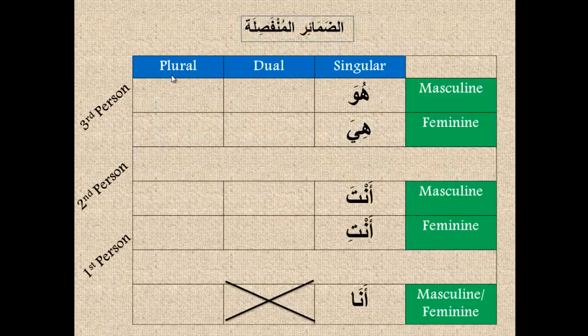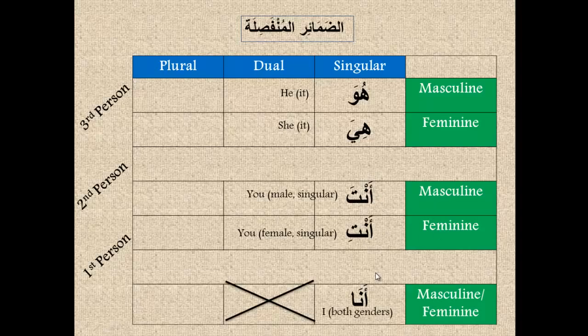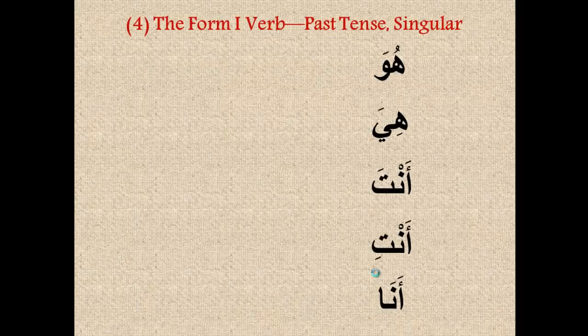Let's begin. Here is a review of al-dhama'ir al-munfasila, which you learned a few minutes ago. We have huwa, which means he, hiya, which means she, anta, which means you, anti, which also means you. Anta is for the masculine and anti is for the feminine, and ana, which means I, and it works for both genders. So here are the pronouns we learned today.